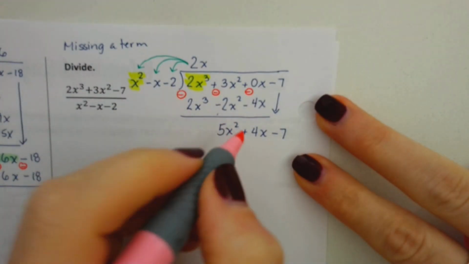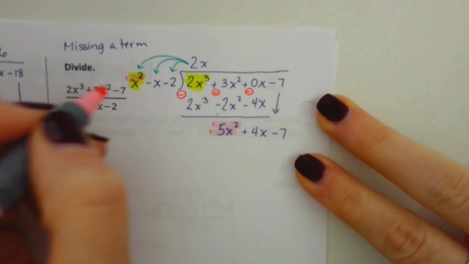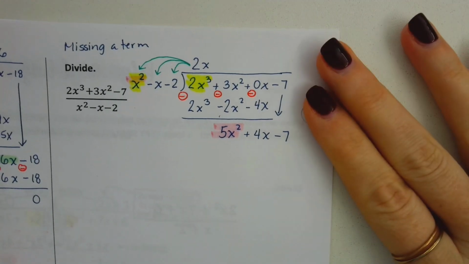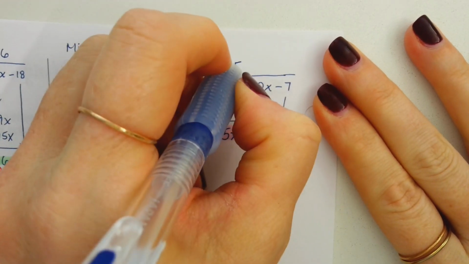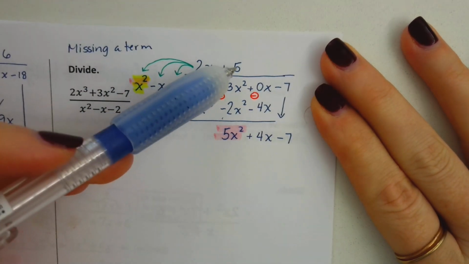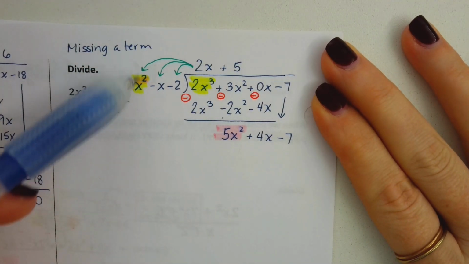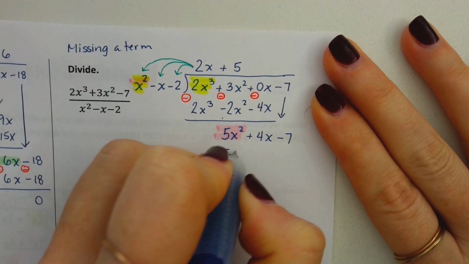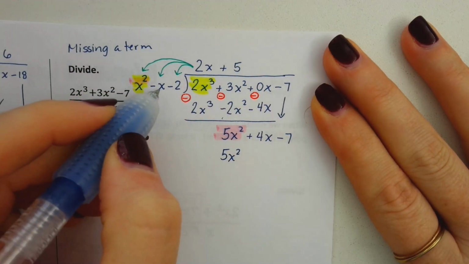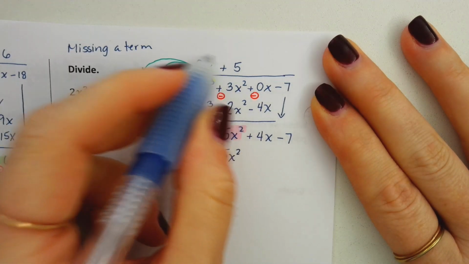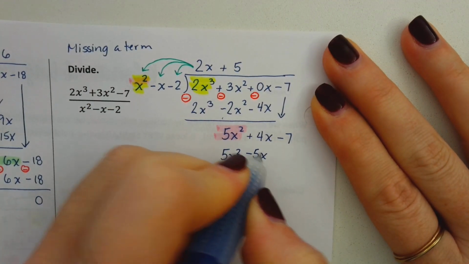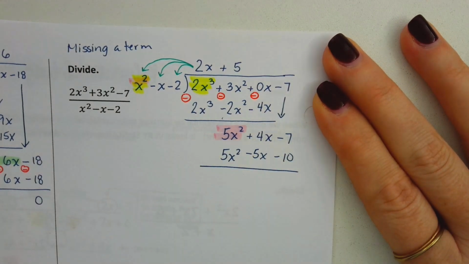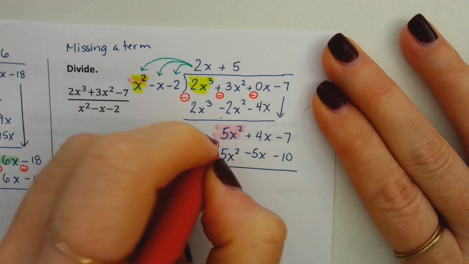Okay, we're looking at first term on the bottom and our term outside. What do we multiply x squared by to get it to be a 5x squared? A 5. So we'll write plus 5. And then we're going to take just the 5 and distribute it off the side. 5 times x squared, 5x squared. 5 times negative x, negative 5x. 5 times negative 2, negative 10. We're going to carefully do that subtraction.